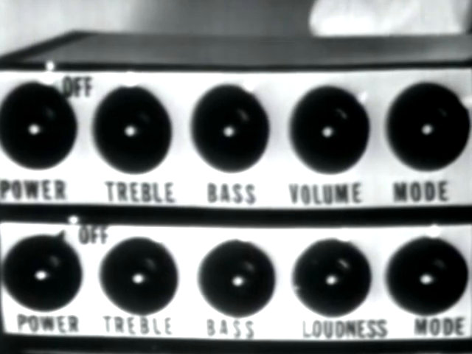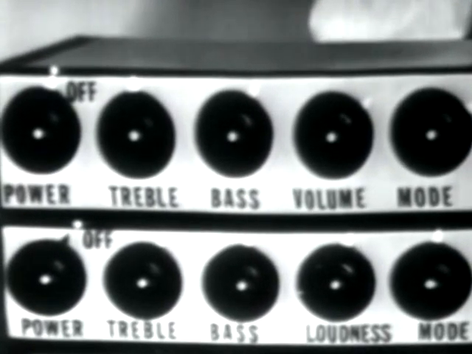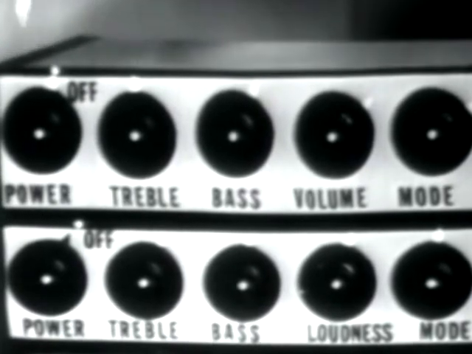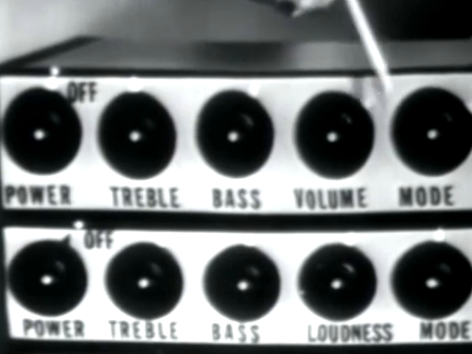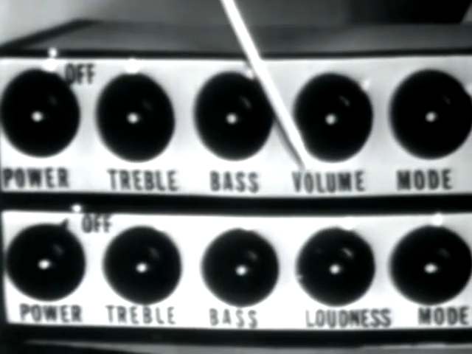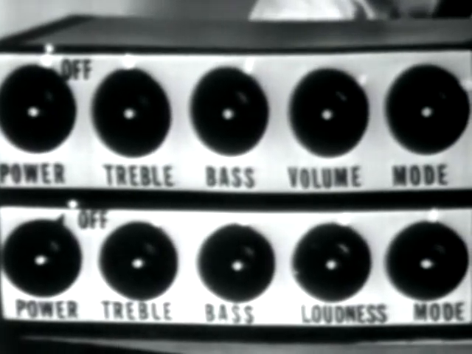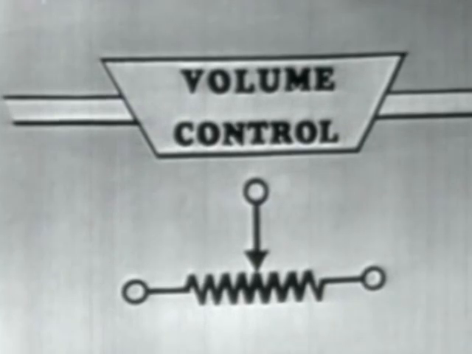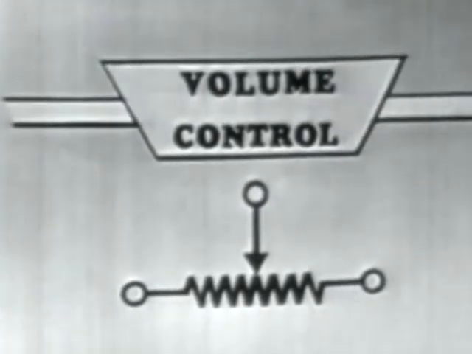Series RC circuits, where do we use them? I have here two audio amplifiers, similar to those used in high-fidelity music systems. Looking closely at this one, we can see an array of controls, but the control that I'm particularly interested in is the one labeled volume. Now, the volume control is a resistance device called a potentiometer, and is schematically represented like this. Physically, it appears this way.